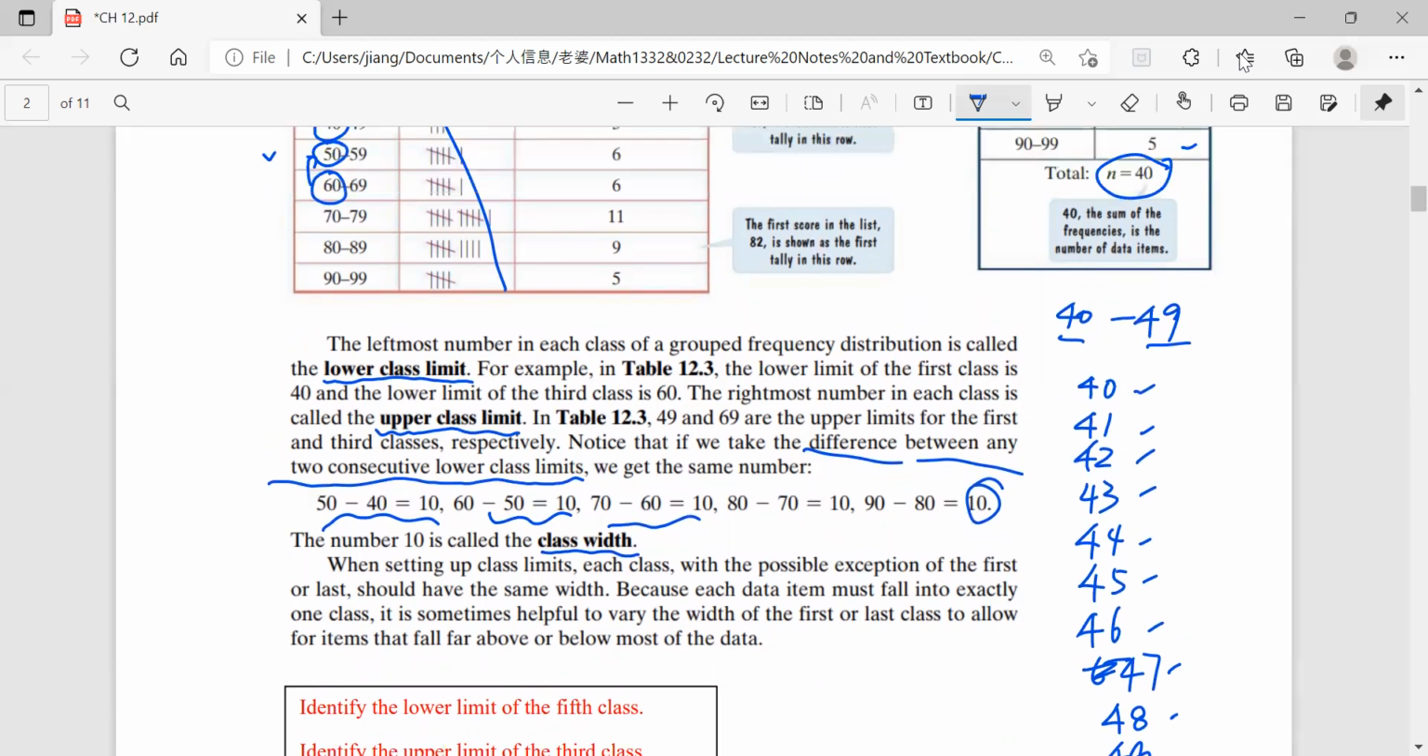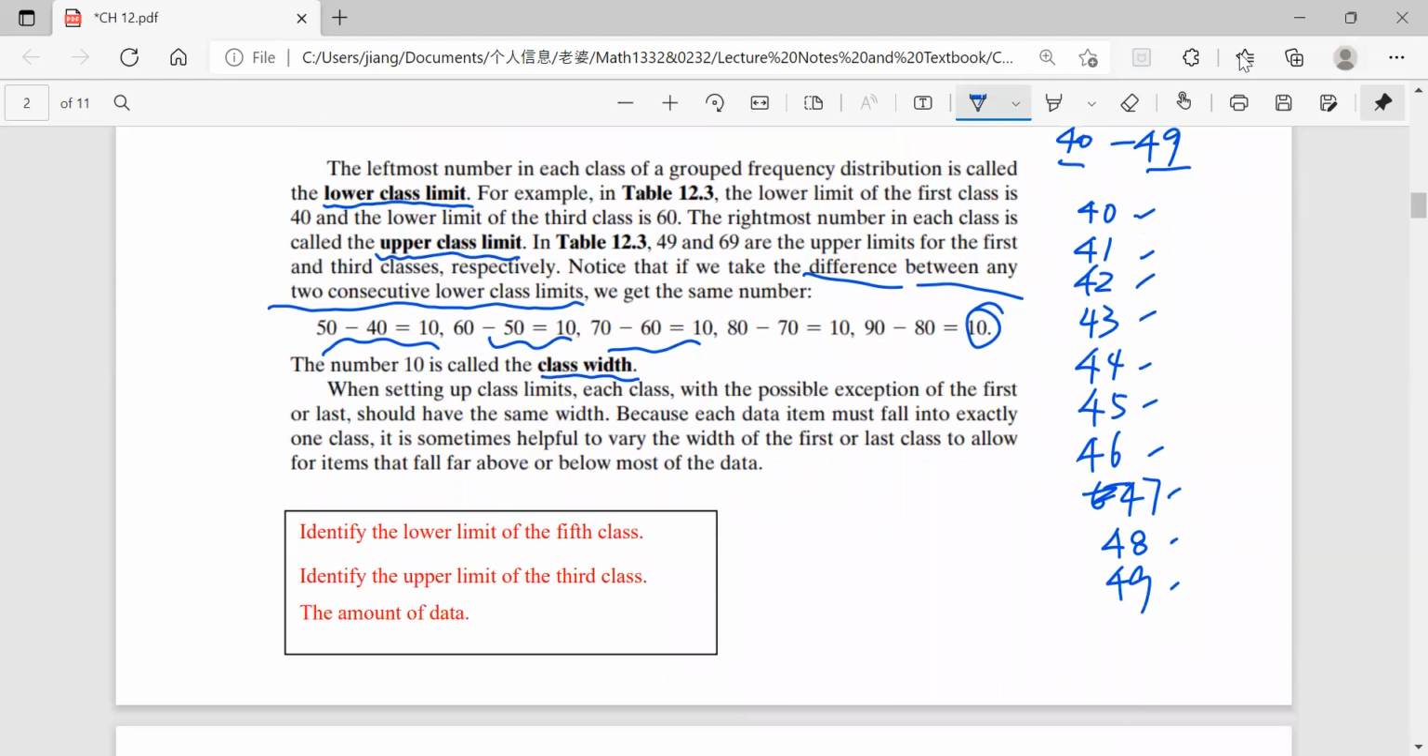But in this way, you need to list all of these numbers, which is fine since this is a small class width. For example, if I have a class from 400 to 699, do you need to list all of these numbers? No, you just use the difference between any two consecutive lower class limits to find the width. You don't need to list all of the numbers in the class. Okay, let's see.